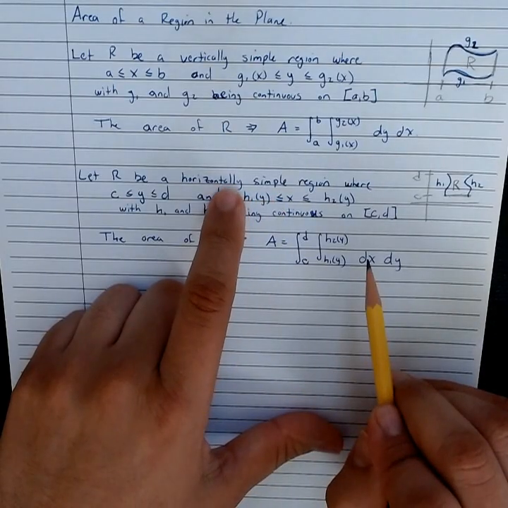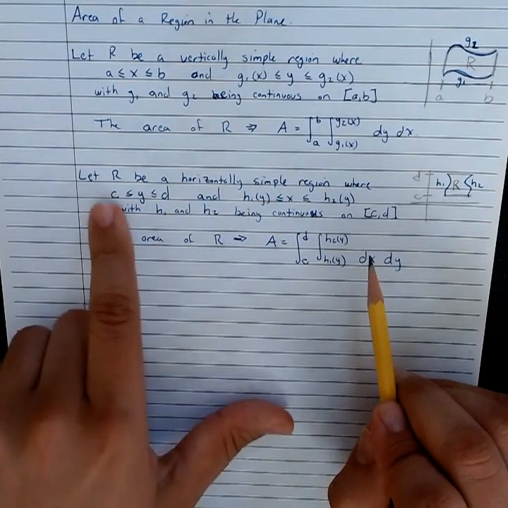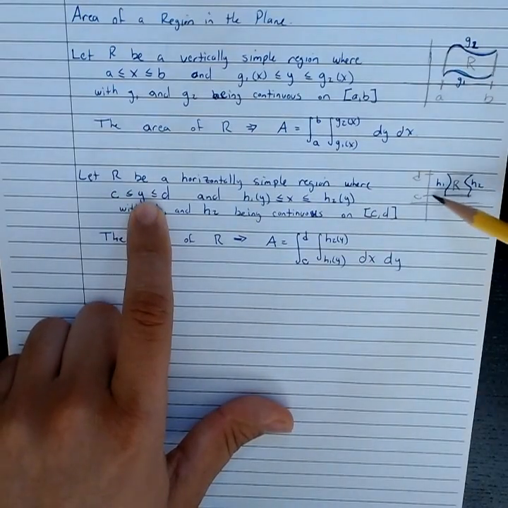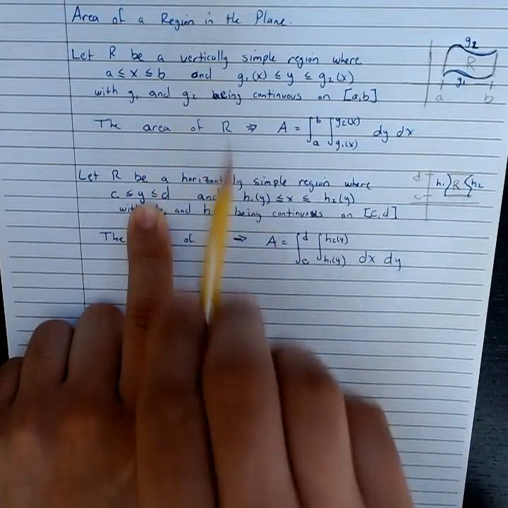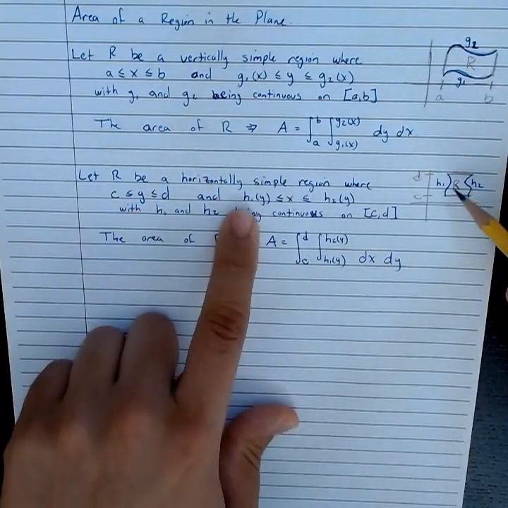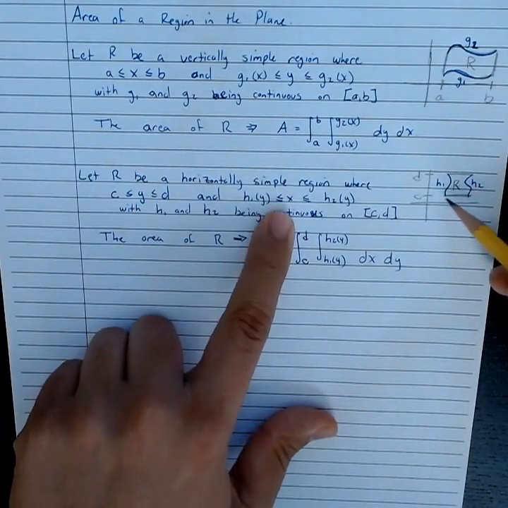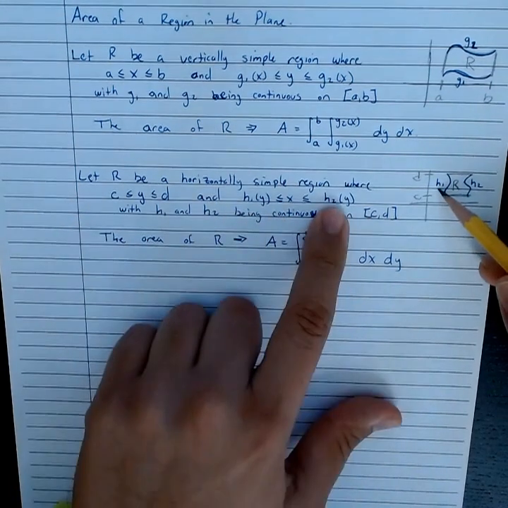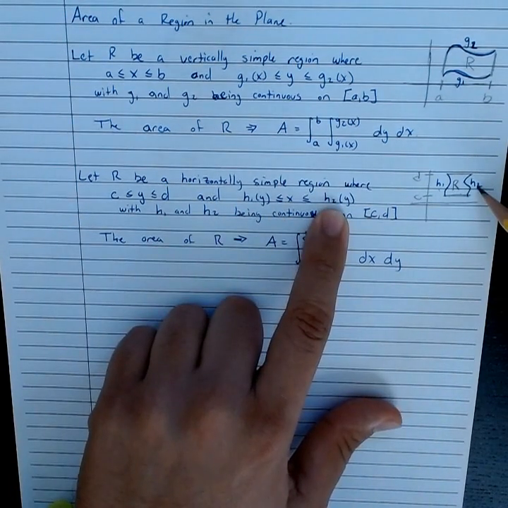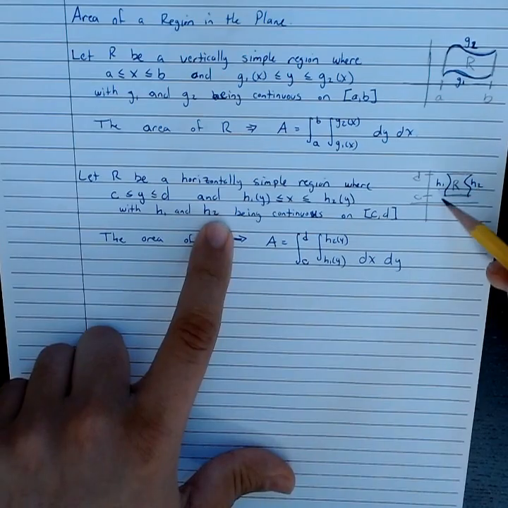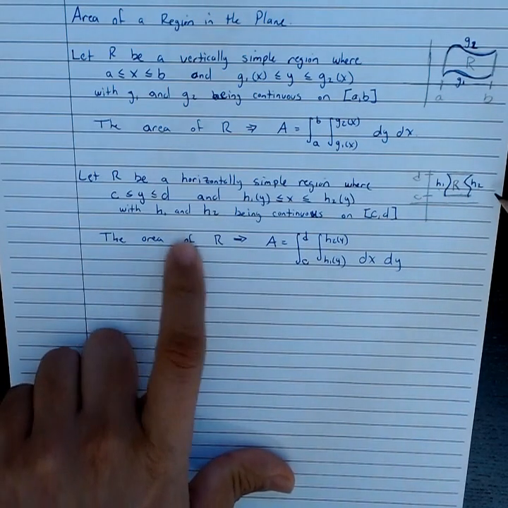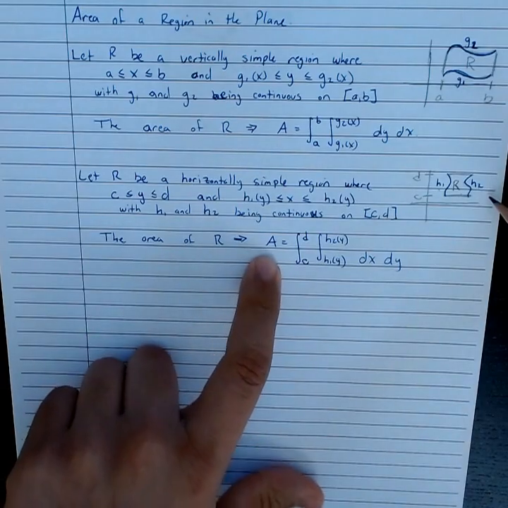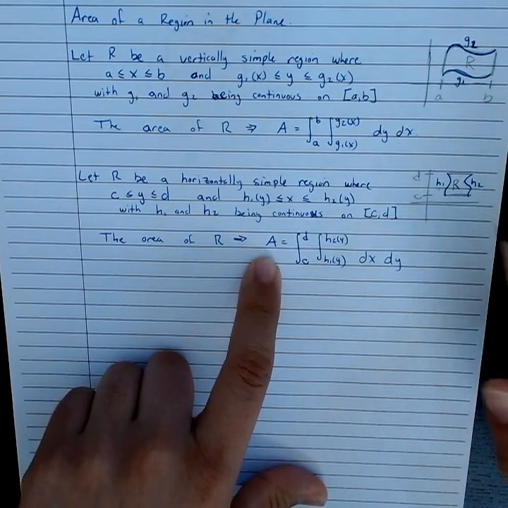So let R be a horizontally simple region where y is going from a low of c up to a high of d, and here we don't use a and b just to keep them from mixing, and x is bound between h1 on the left and h2 on the right, where h1 and h2 are continuous from the bottom to the top, nice continuous lines. Then the area of R is given by the iterated integral.